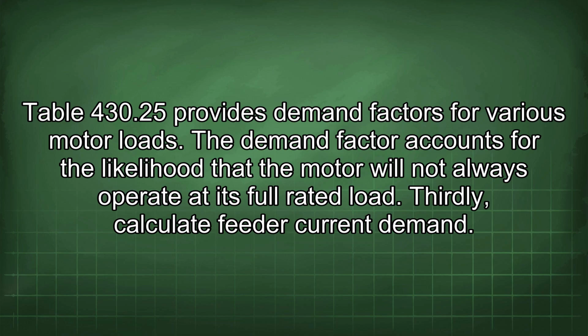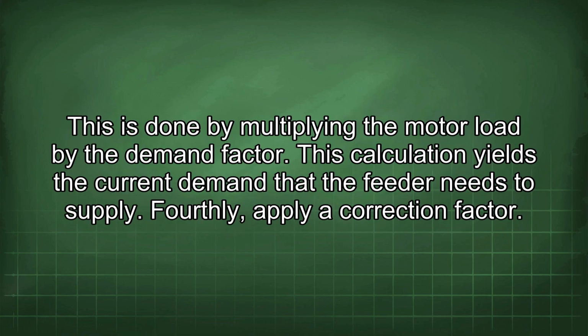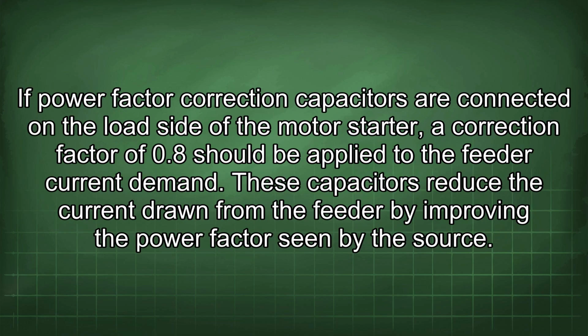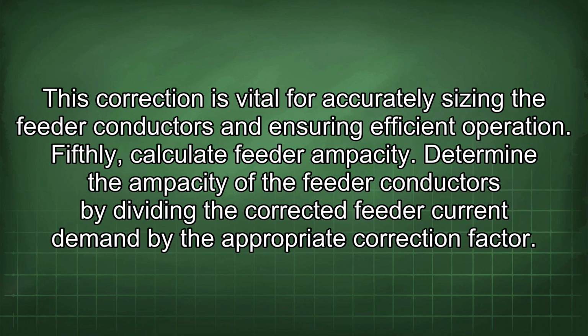Thirdly, calculate feeder current demand. This is done by multiplying the motor load by the demand factor. This calculation yields the current demand that the feeder needs to supply. Fourthly, apply a correction factor. If power factor correction capacitors are connected on the load side of the motor starter, a correction factor of 0.8 should be applied to the feeder current demand. These capacitors reduce the current drawn from the feeder by improving the power factor seen by the source. This correction is vital for accurately sizing the feeder conductors and ensuring efficient operation.